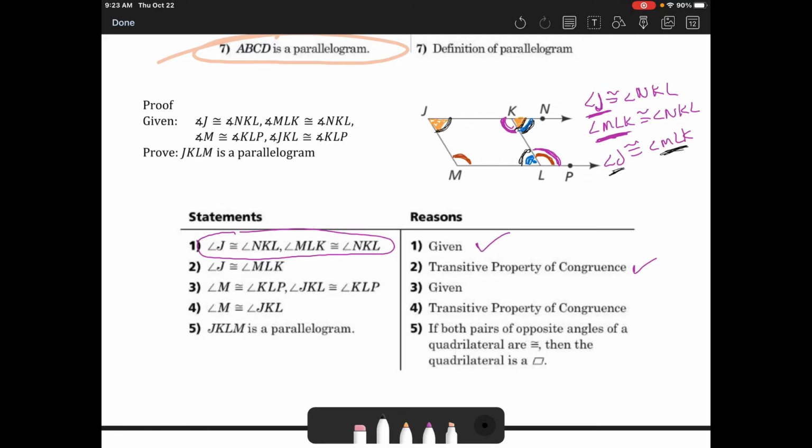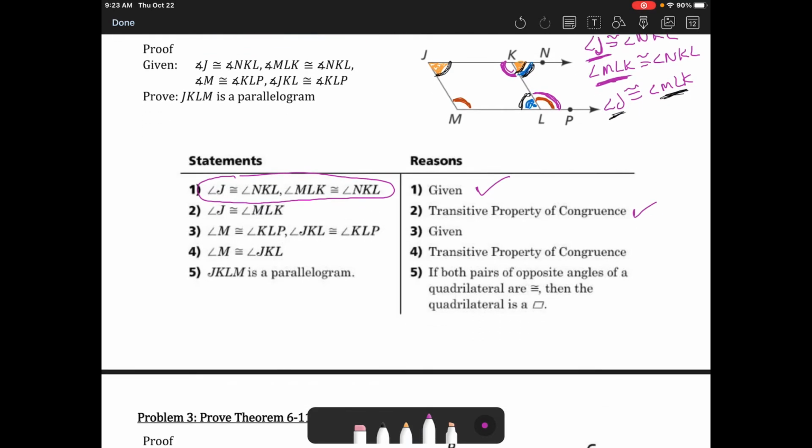Angle M is congruent to KLP, so it's the same idea here. Angle M is congruent to KLP, and then JKL is equal to KLP. So since both of these are equal to KLP, we can say they are equal to each other. And that, again, is by the transitive property of congruence. So in other words, this reddish color here, the M with the other red, and then JKL, and see how the red and the purple are together? So then this other purple one here is also congruent. So the red and the purple angles are congruent. So we conclude that JKLM is a parallelogram.